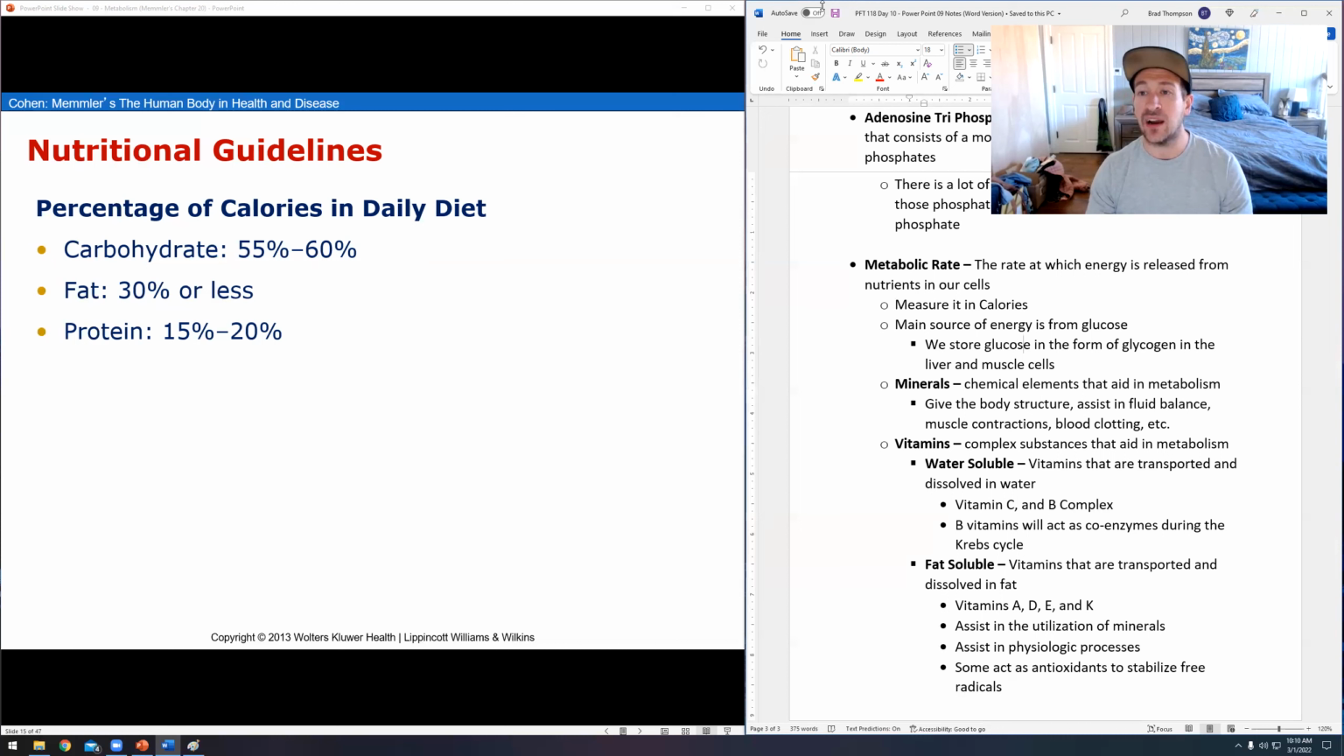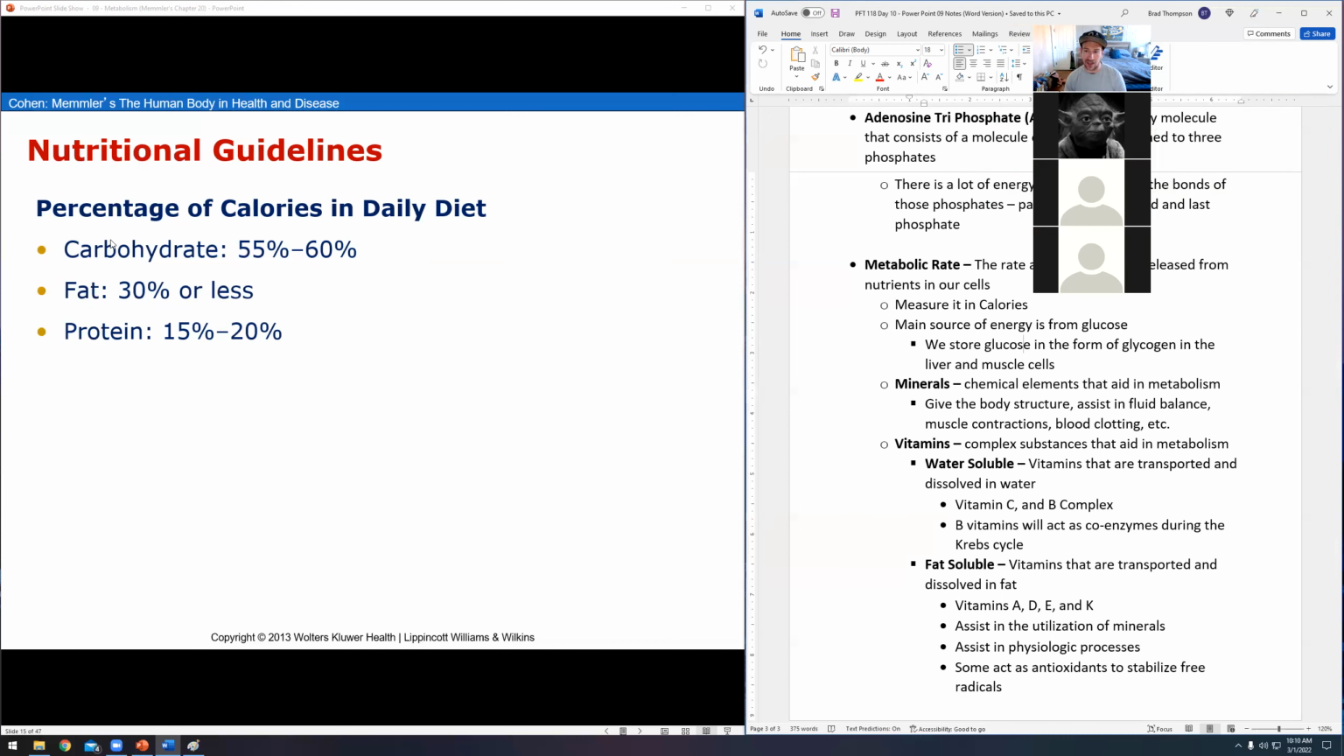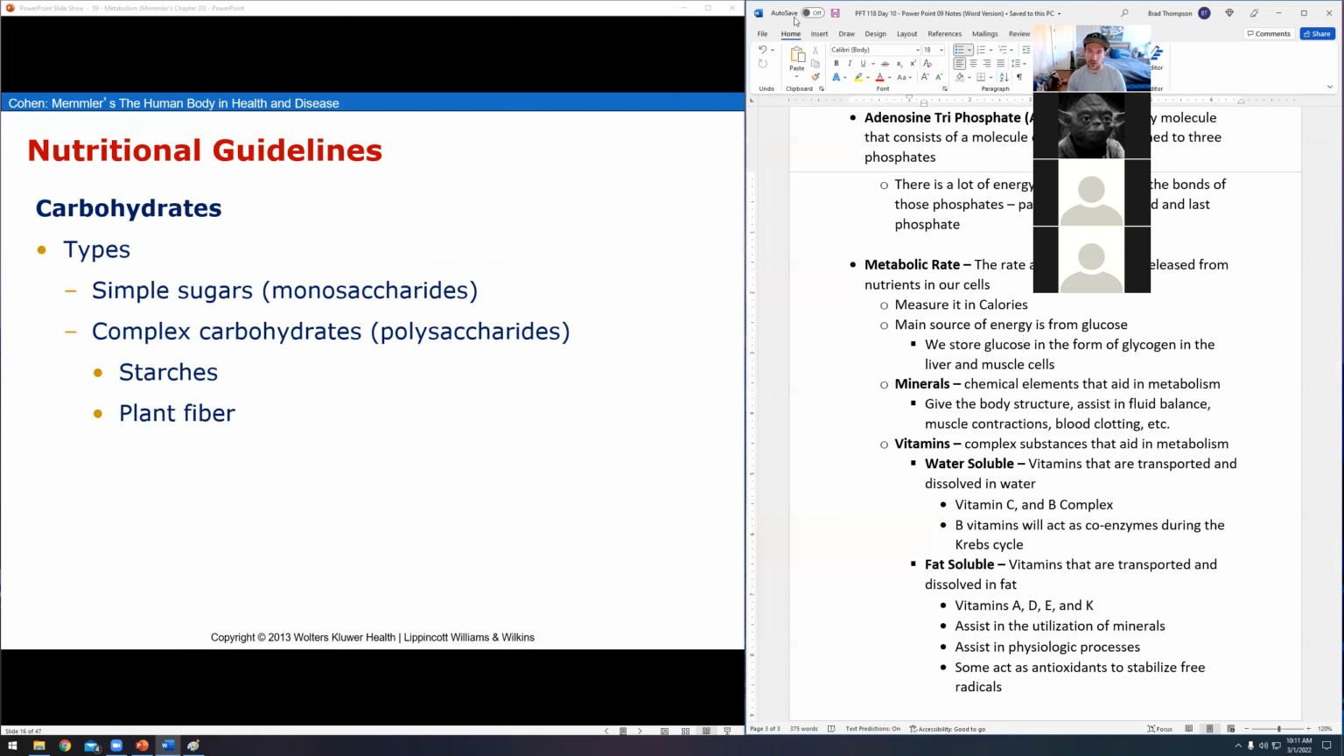Now, do not write these down here on the PowerPoint on the left. These are the Memler's guide to macro. We want 45 to 65% carbs as our recommendation. We want 20 to 30% fat and 20 to 35% protein. Don't pay attention to these numbers. Pay attention to the numbers that are in your NASM textbook.